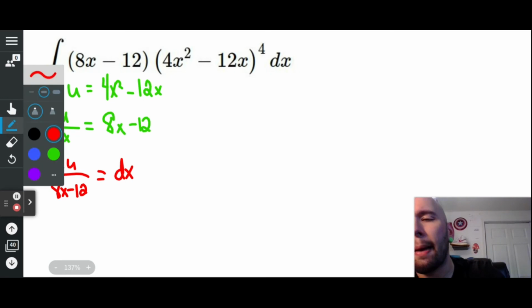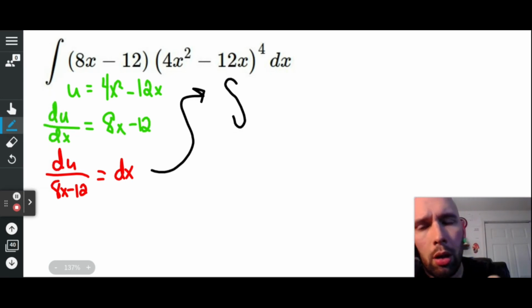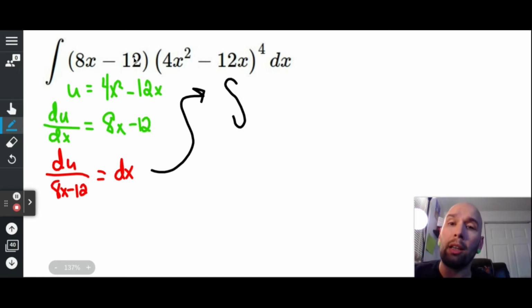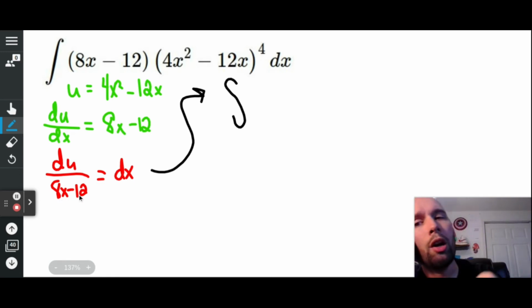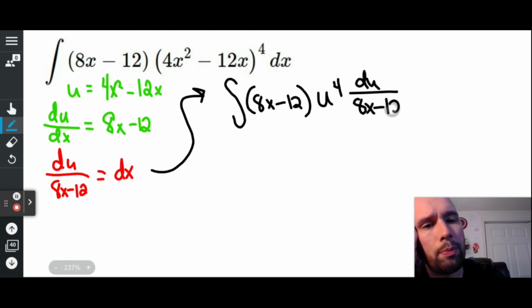So I'm going to take that. I'm going to rewrite the original integral, and I'm going to substitute two things. I'm going to replace this guy with u, and I'm going to replace that guy with du over 8x minus 12. So I have the integral of 8x minus 12 times u to the fourth. And instead of dx, I have du over 8x minus 12.